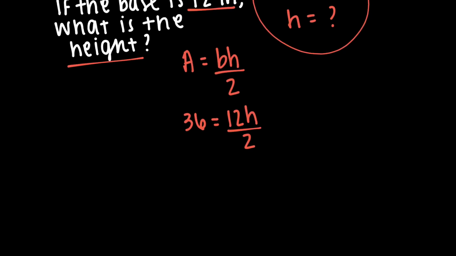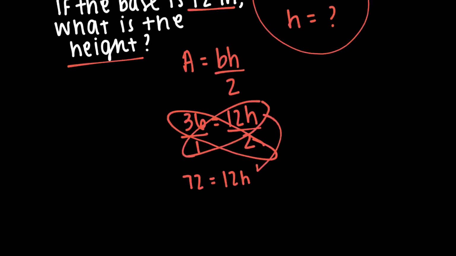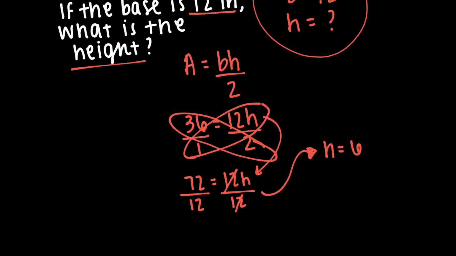You've done plenty of this. You turn the left side over 1, and you cross multiply. 36 times 2 gives me 72, and that is equal to 12h. 12h times 1 just gives you 12h. Your last step here is to get h by itself, so you divide by whatever is in front of it, which happens to be 12. When I do that on the right, it cancels out, and it leaves me with h to be 6. I look at my problem one more time. I'm asked what is the height. I found the height is 6, so I am done.